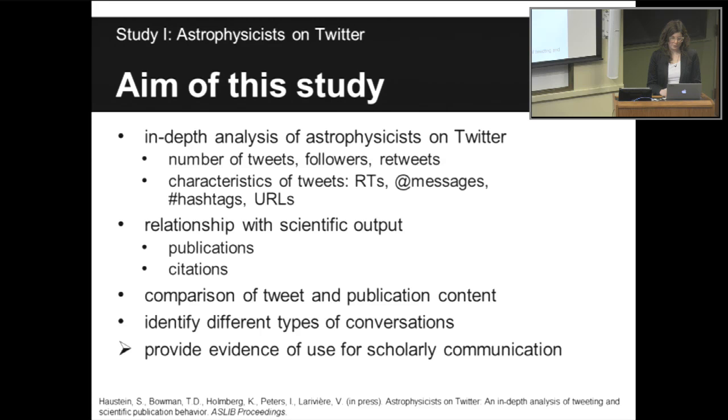And also we wanted to see how much of the content that they usually publish about do they talk about on Twitter. So we compared the content of the tweets with the content of the publications. And we also wanted to identify different types of conversations in the network. And basically the whole point was to provide some evidence of scholarly communication on Twitter.